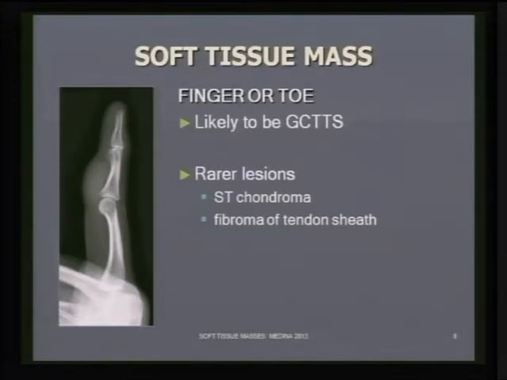So this is an example of a soft tissue mass on the volar aspect of the index finger, adjacent to the middle phalanx. And these are almost always lesions of giant cell tumor of tendon sheath. Rarely lesions we saw were soft tissue chondroma, which may show chondral type calcification, occasionally fibroma of tendon sheath.